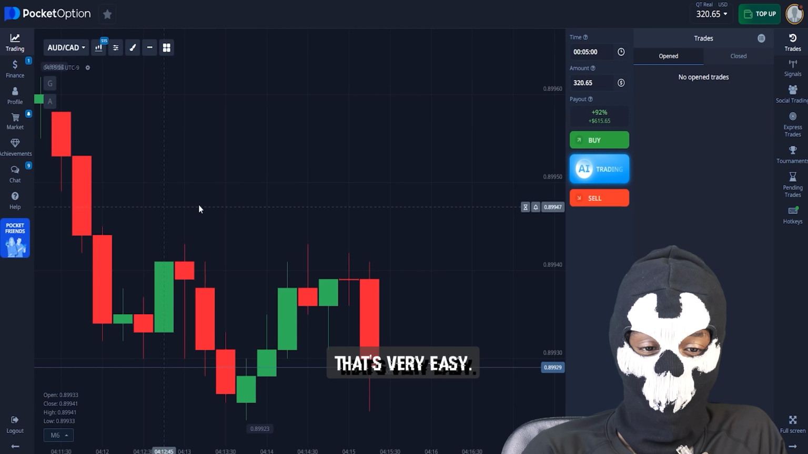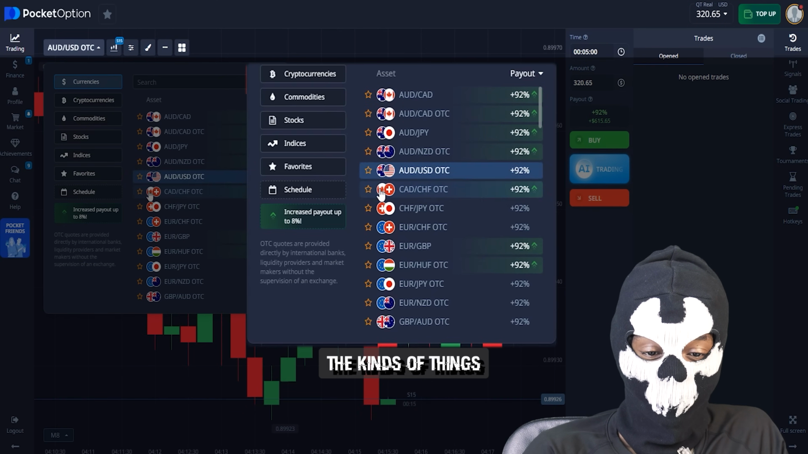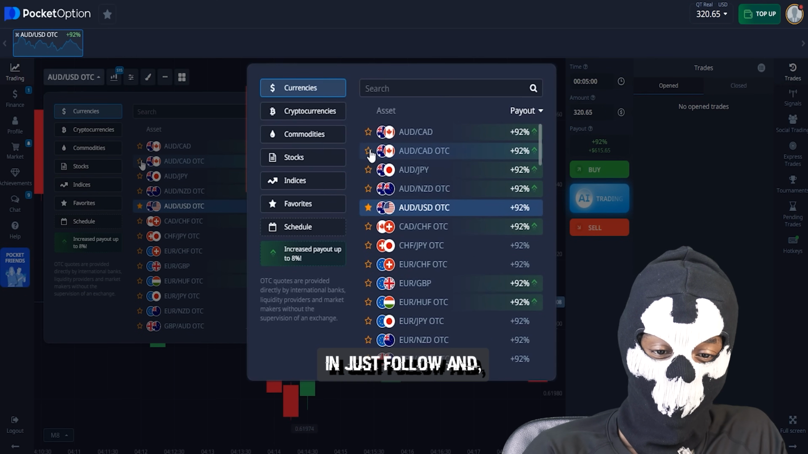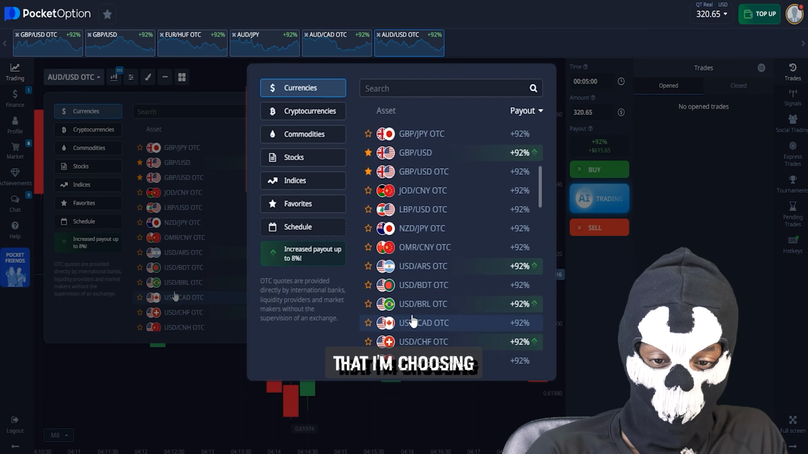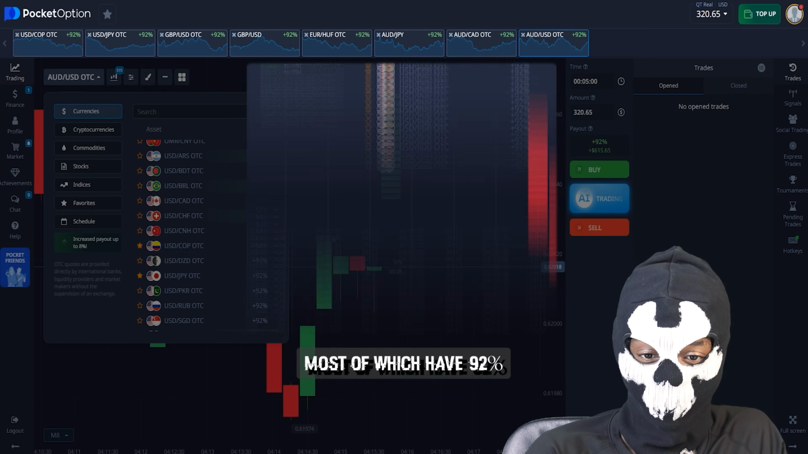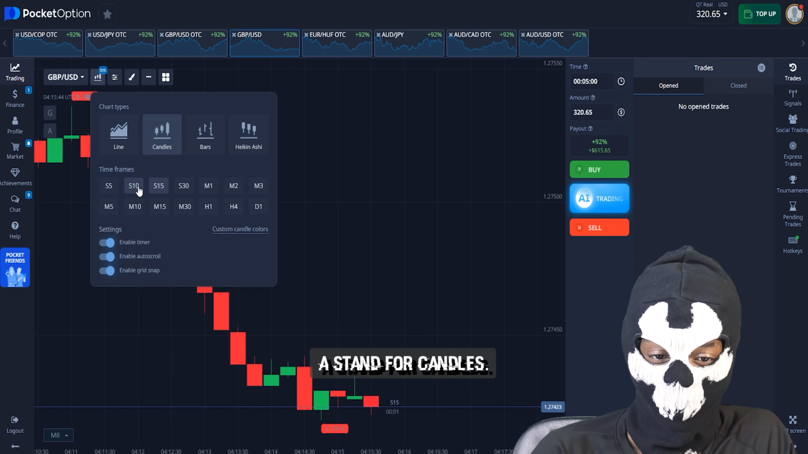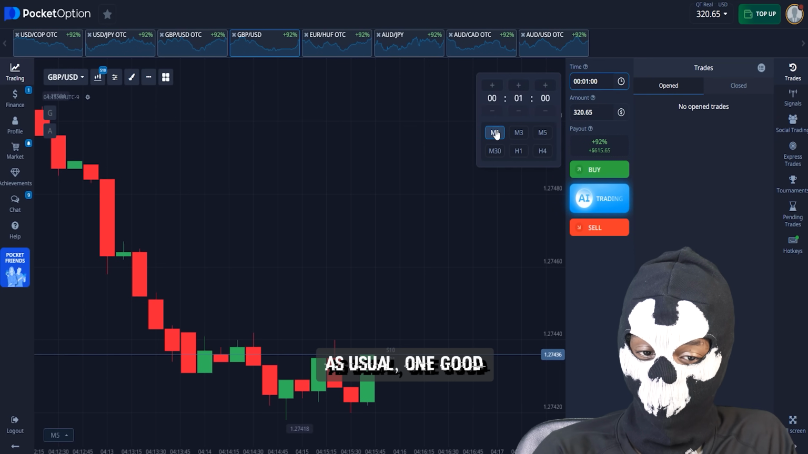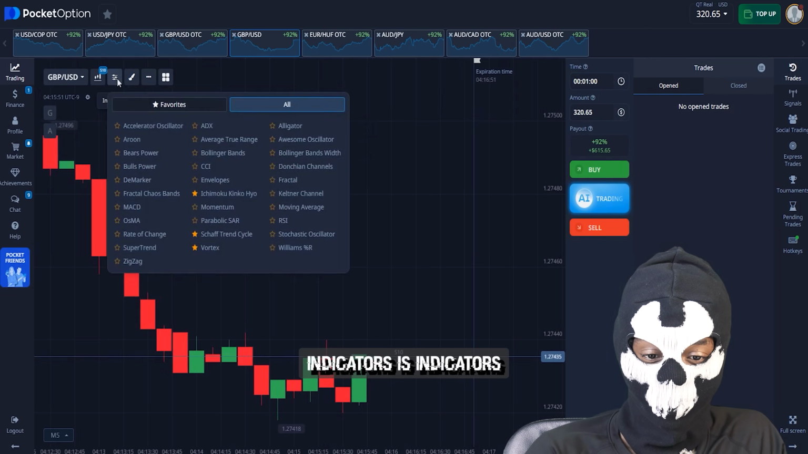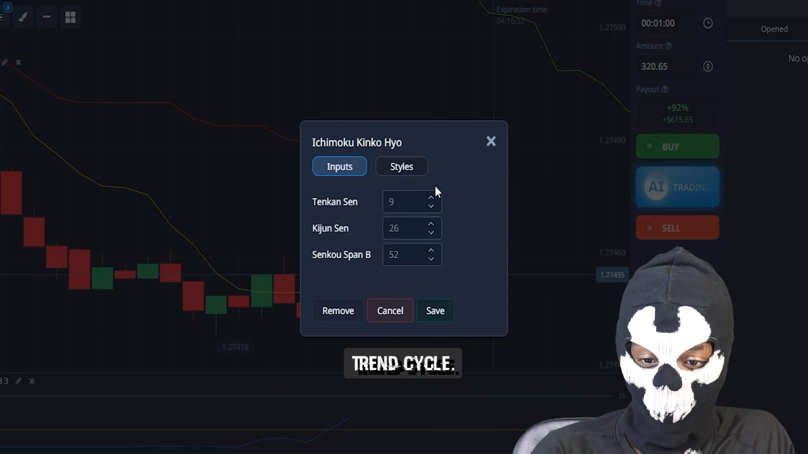Okay, as per usual, we're going to start with the setup for today. These are the currency pairs we're going to use. You can just follow and see the ones that I'm choosing, most of which have a 92% profit rate. So we're going to choose S10 for candles. Time, as usual, we're going to go with M1.